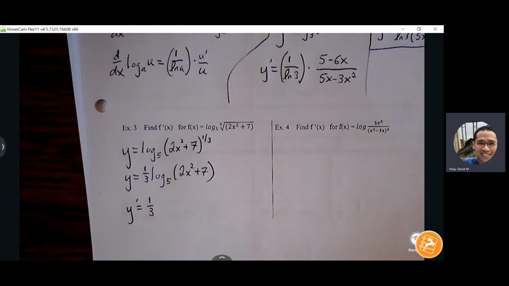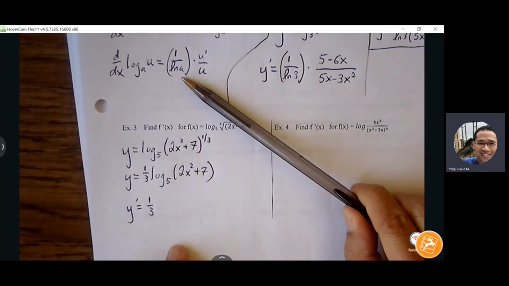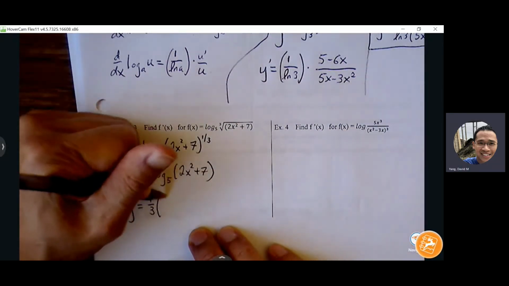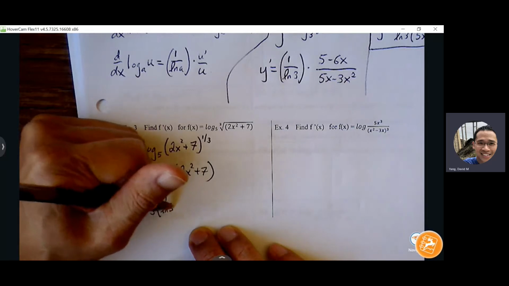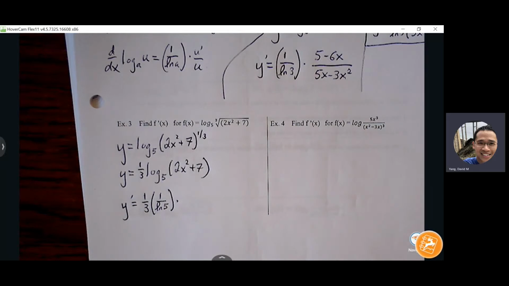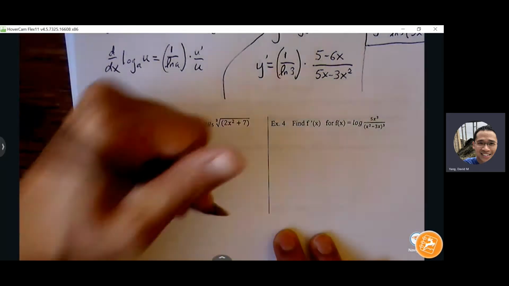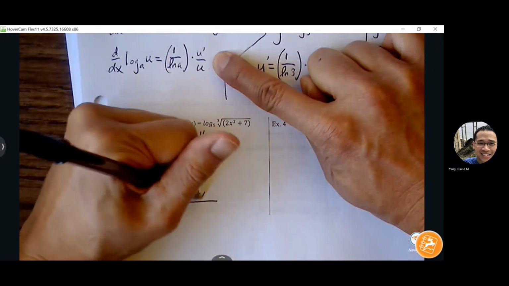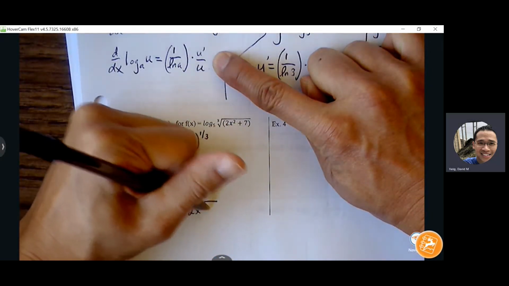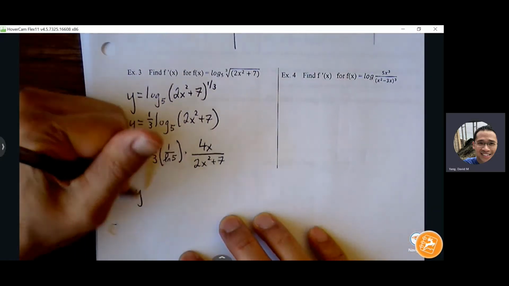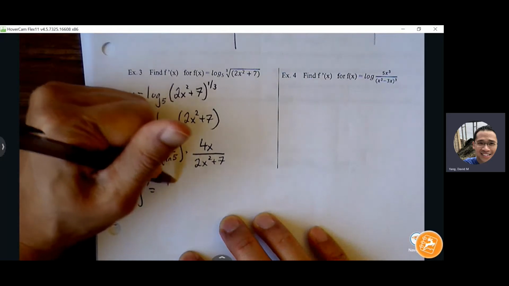Okay, what's next? Convert the log to a natural log. So 1 over ln of 5. So it's a little bit of extra step in front. Now everything should look familiar, right? U prime over u. Okay, u prime. It looks a little messier, but all I'm going to ask is you get it into one fraction and just leave it.